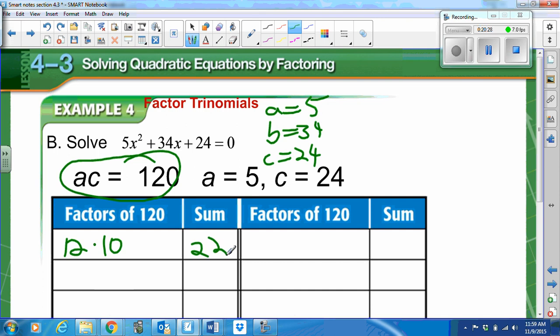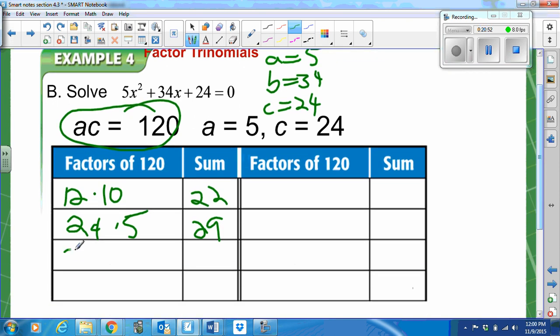So that's not going to work. So let's go to something else. 24 times 5 equals 120, but that adds up to give us 29. So we're still not at 34. So what about if we do 30 times 4? And 30 times 4 gives us 120, and it adds up to 34. So that is the one that we want to use.